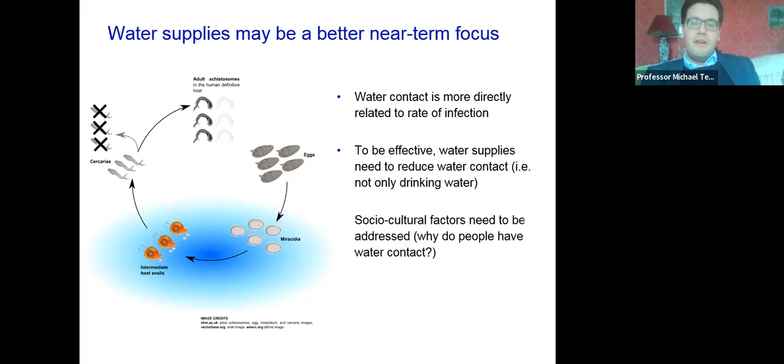And also, another complex part of this is that even if you did provide safe water to people, you need to understand why people might still prefer to go to a contaminated water source. So we also need to understand why people have water contact, and whether there are social or cultural practices or traditions around contact with a particular water source.